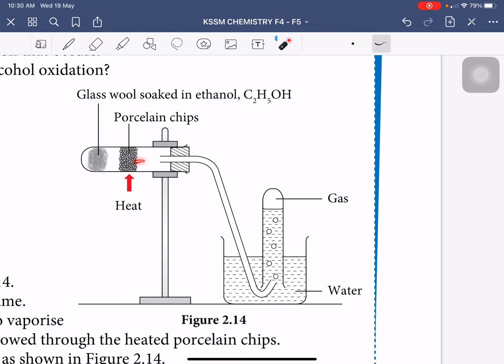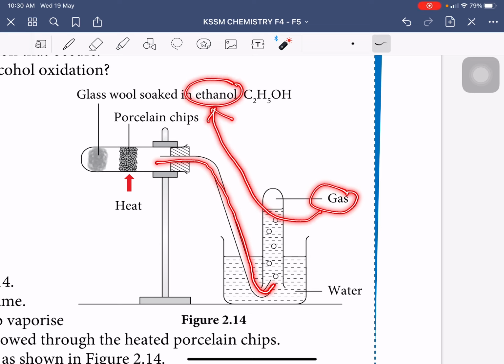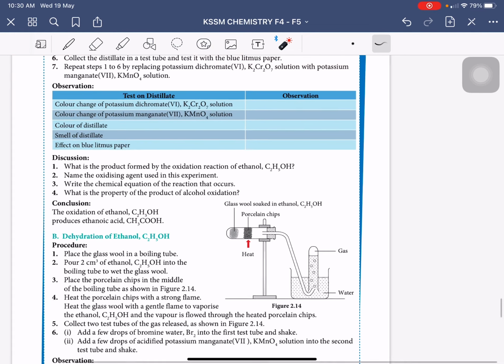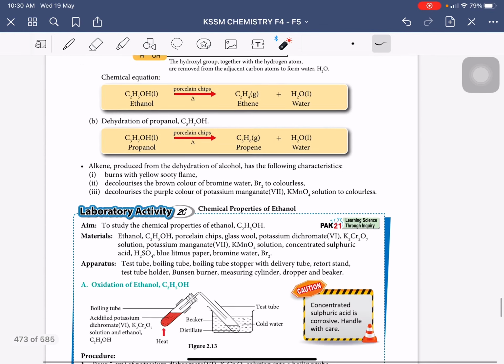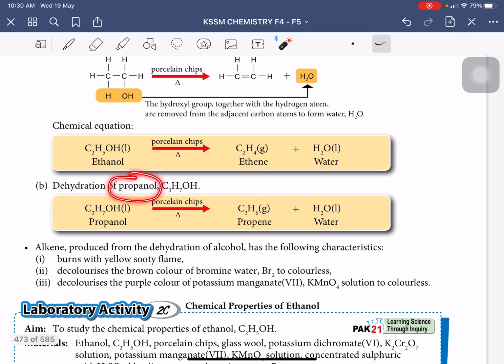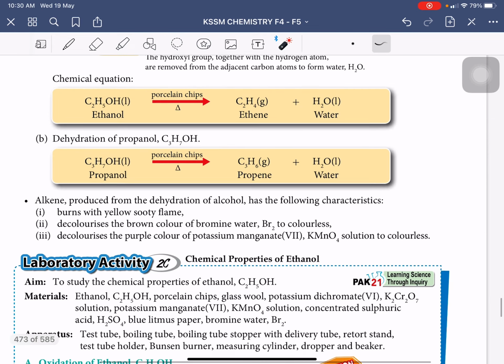This one kan ada alkohol. So, apa yang akan mengalir di sini in the delivery tube is a gas. And that gas depends on what alcohol you use. If you use ethanol, you can get ethene. If you use butanol, you can have butene gas. Okay, we must do this experiment. Don't worry. Okay, next. If we use propanol, we will have propene and water because we remove water.